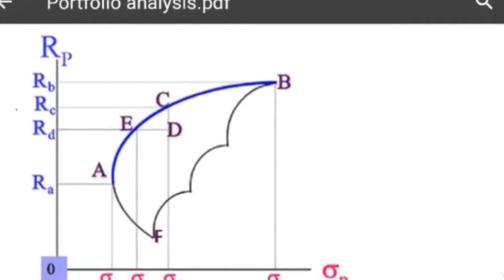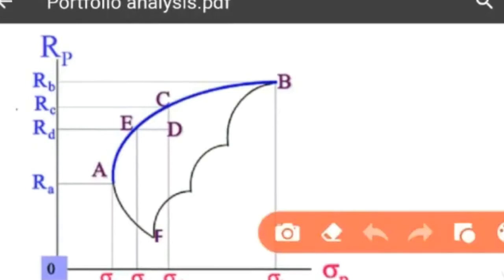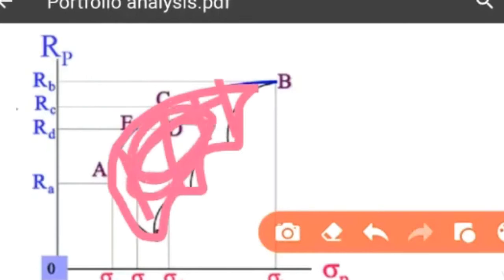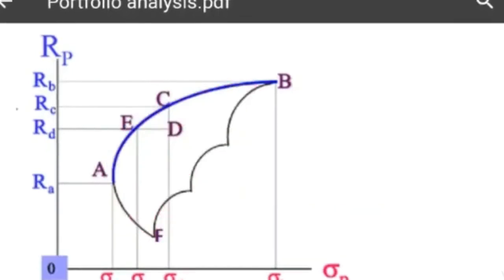So what is the explanation? The graph shows the feasible set as well as the efficient set. Portfolio opportunity set means all the portfolios that are constructed from the securities. So the portfolio opportunity set in this diagram is this shaded portion. That is, this portion consists of all the portfolios which we have constructed. So this is the portfolio opportunity set.